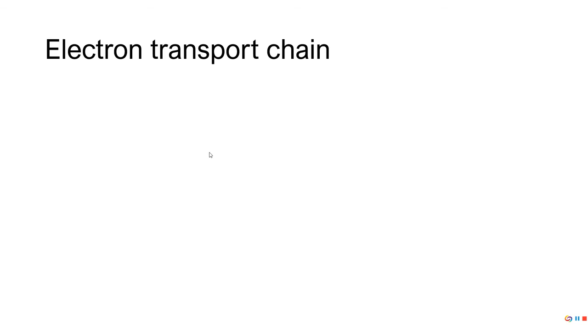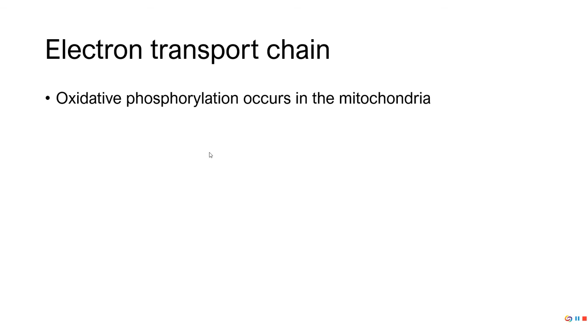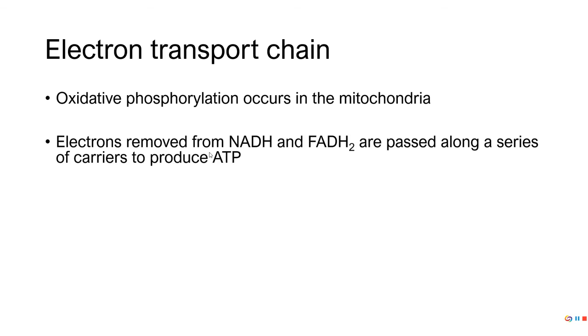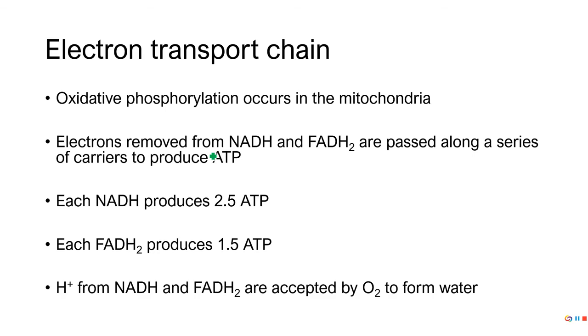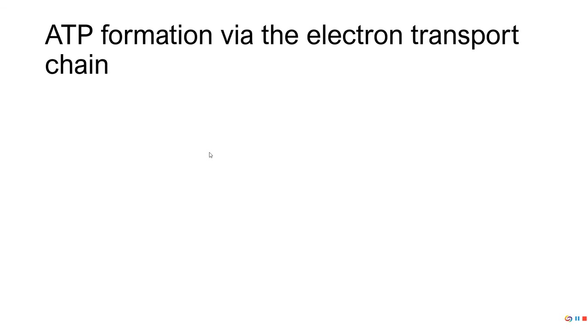Okay, and so what's happening is we're doing oxidative phosphorylation. That's another name for the electron transport chain. The electrons that are taken away from NADH and FADH2 go through a series of carriers to produce ATP. And this is just the same thing that I've already told you. I'm just telling you it in a different way. Okay, so we can produce anywhere from 2.5 to 3 ATP or 1.5 to 2 ATP for FADH2. We take the hydrogen ions from each of these molecules and they combine with oxygen to form water. Okay.